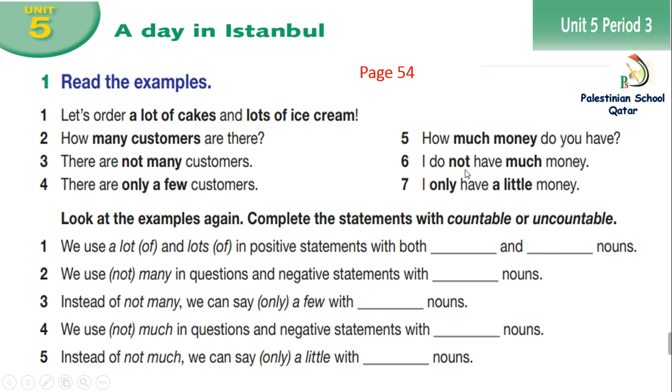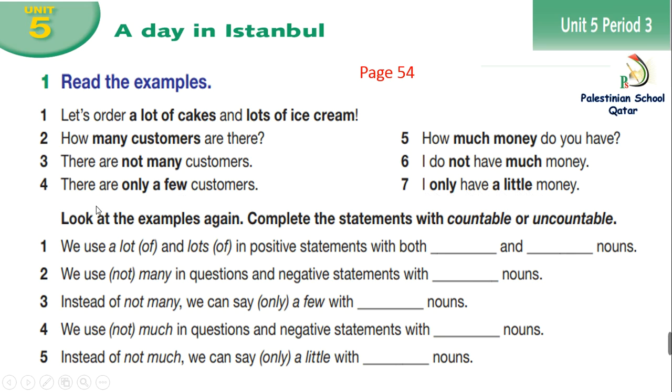Number 5, how much money do you want? Here we use how much as a question with money, and money is always uncountable. Number 6, I do not have much money. Here we use much with a negative sentence. Number 7, I only have a little money. Here a little we use with an uncountable noun, money, and it shows that I don't have a lot, so I can say I only have a little money.